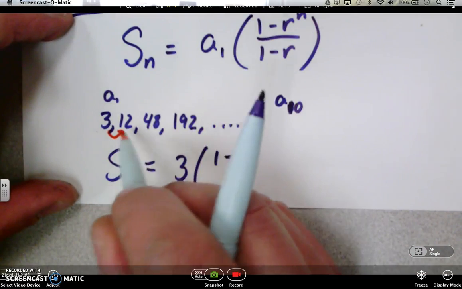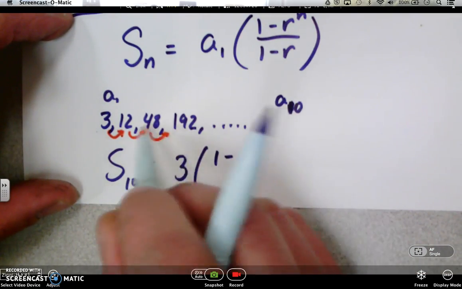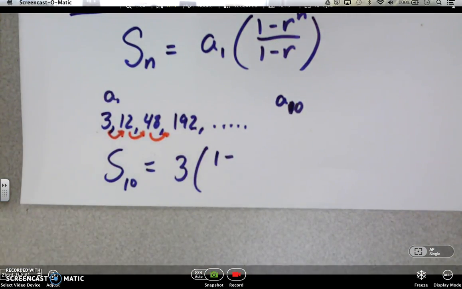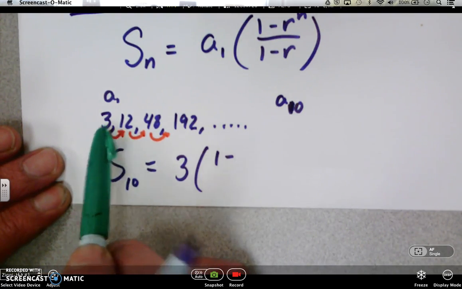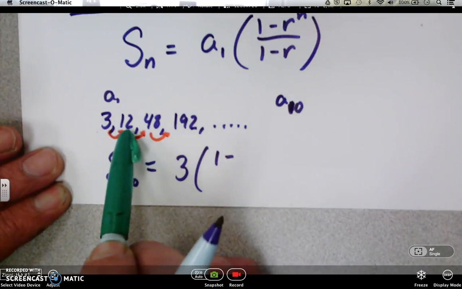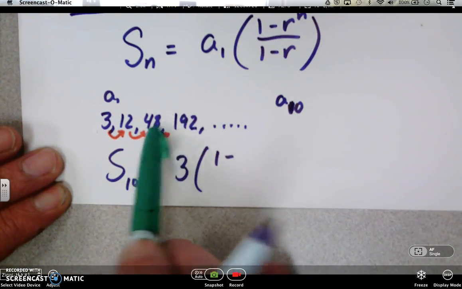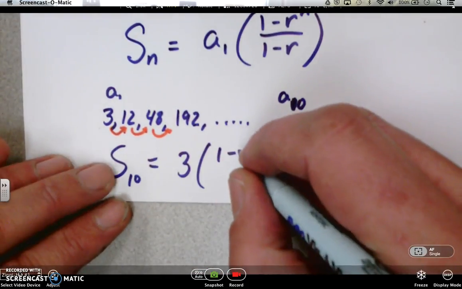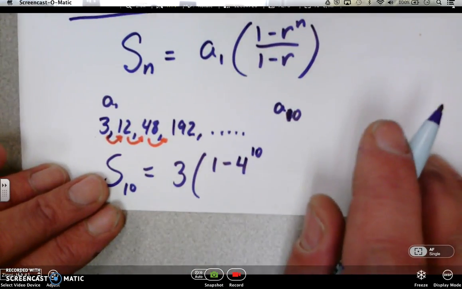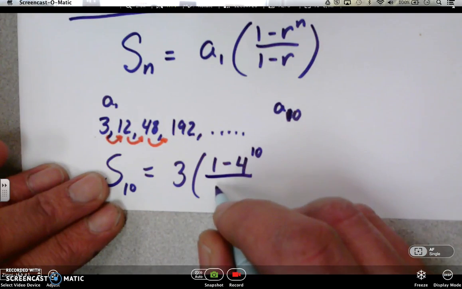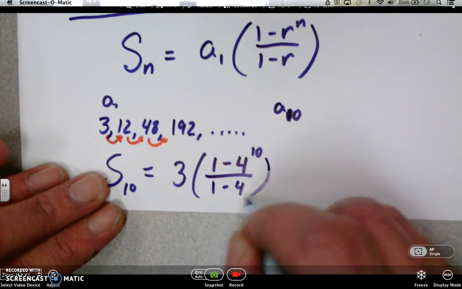r is our ratio, or the difference between the two. We say ratio because if you took 12 divided by 3, that's a ratio, and that gives you 4. 48 divided by 12 will also give you 4. This divided by this will give you 4, and all the way through. So 1 minus 4 to the 10th power, because it's to the n power, divided by 1 minus 4.